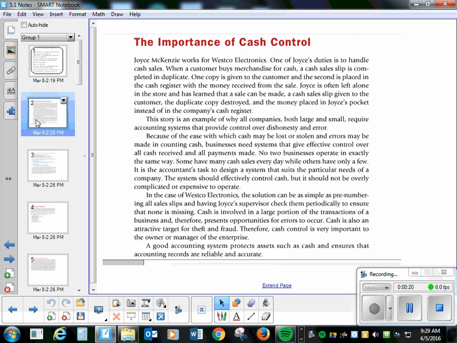When you have a company, it is really important that you have strong control of the cash that's going in and out of your company. There are lots of opportunities where people could take some of your company's money, and you don't want that to happen. So you need to take some control over your cash to make sure that this doesn't happen. A good accounting system protects assets such as cash and ensures that accounting records are reliable and accurate.